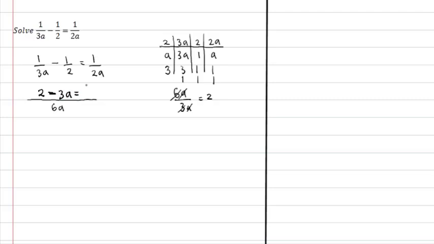3 times 1 is 3. So we'll take only the numerator. 2 minus 3a equal to 3. So minus 3a equal to 3 minus 2. We move this 2 to this side. So minus 3a equal to 1. a finally will be equal to minus 1 over 3. That's our final answer.